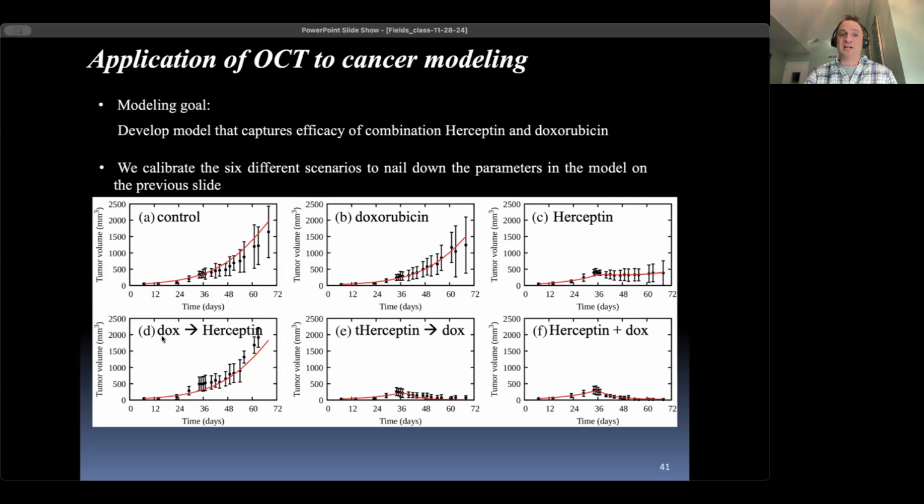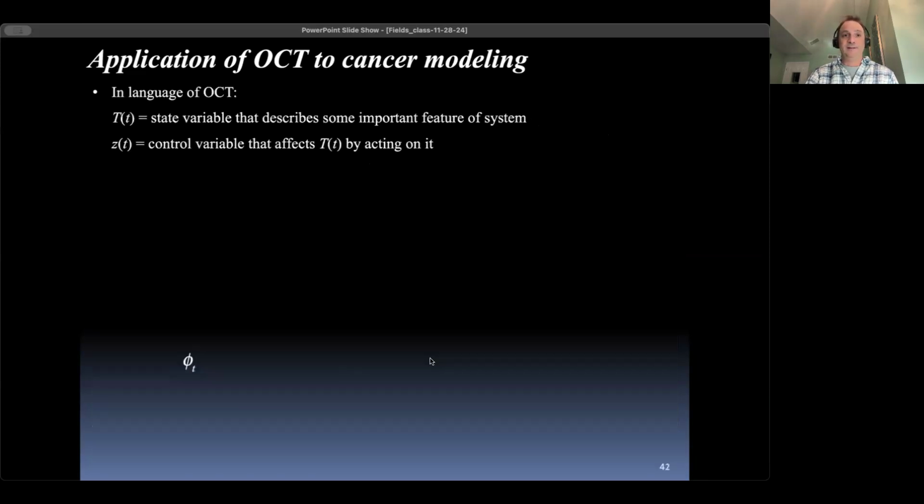Dox followed by Herceptin: the dox blasts the endothelial cells, so you don't have the pipes to deliver the subsequent targeted therapy. So this is actually statistically identical to this one, no difference there. If we did the Herceptin first, we actually had the best control, and we found out we could only use half the dox to get this control here. And then if you give them simultaneously, you have pretty good control as well. Okay, so our model is calibrating the 6 different groups.